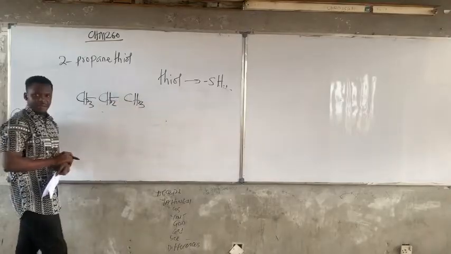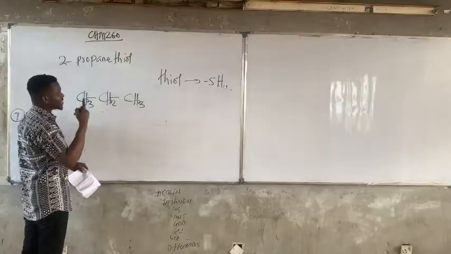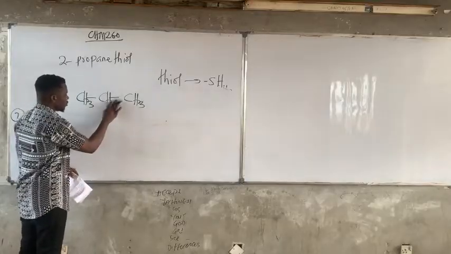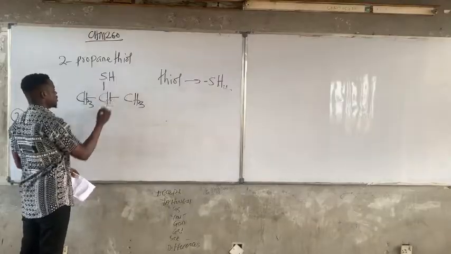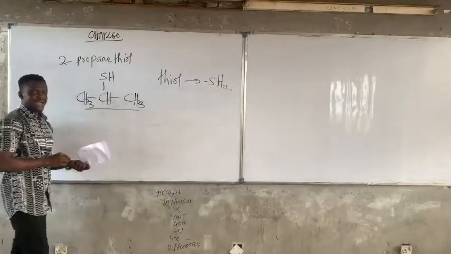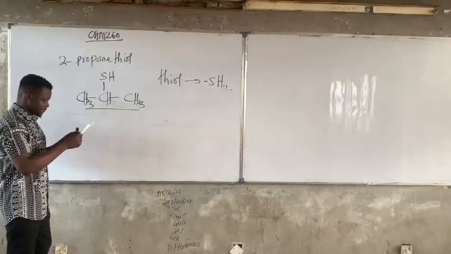This is propane. But if I want to put the thiol, SH, at carbon 2, I'll reduce the number of hydrogens here, and then I put SH. So this becomes 2-propanethiol. That is the answer to that.